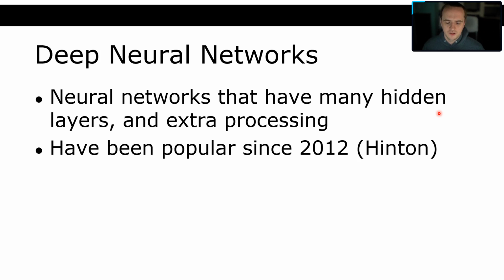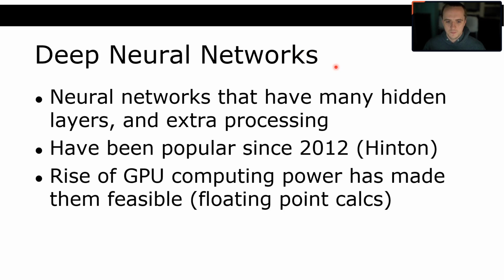So deep neural nets have been really popular since, as I talked about before, the Geoffrey Hinton paper in 2012 about ImageNet. And with the rise of GPU computing power, they've really made deep neural networks feasible. I'll talk about this in a bit, but essentially, neural networks are just a bunch of dot products. They are additions. They're a bunch of numbers being multiplied together and then summed.